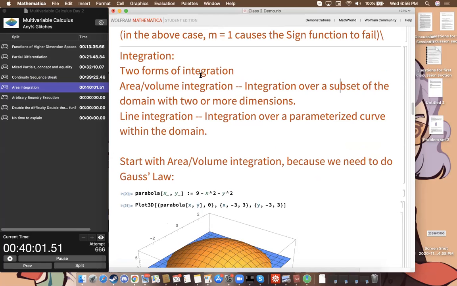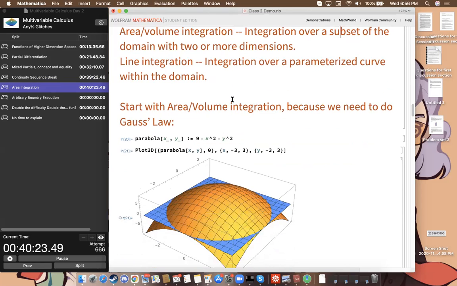Typically, it's an integration over a subset with the same dimensionality as your original space. So if you have a function through 3-dimensional space, usually you're taking volume integrals for that. Sometimes you'll be taking surface integrals, which is an area integral, but usually you'll be taking integrals using the same number of dimensions as your original thing.